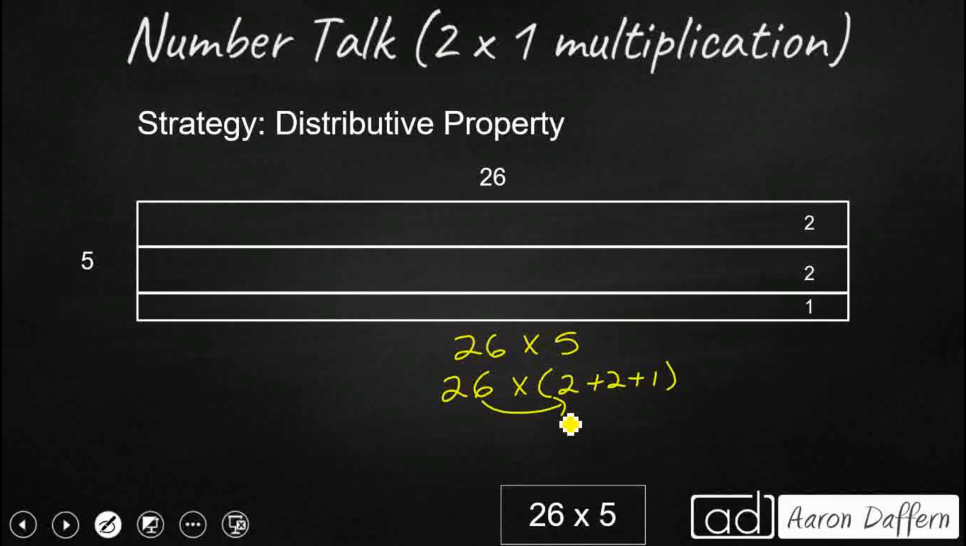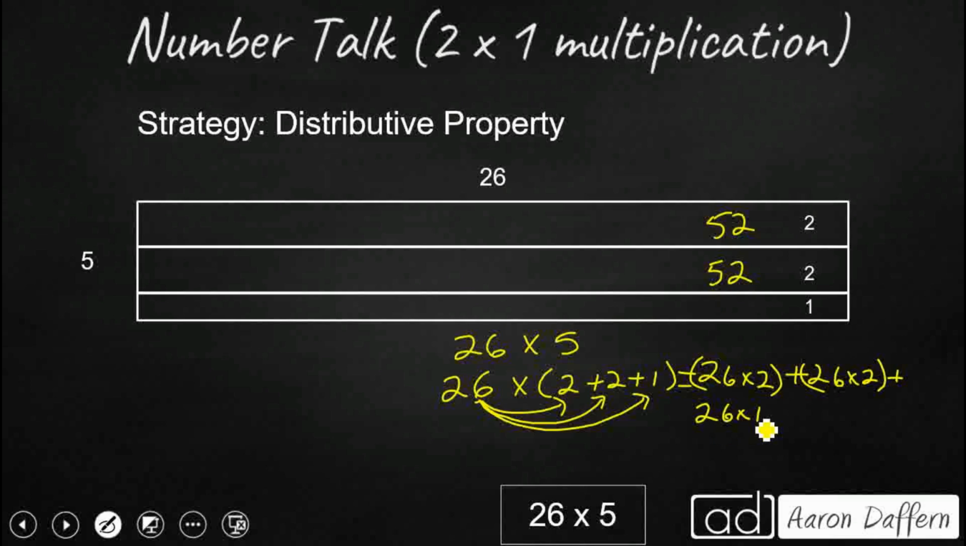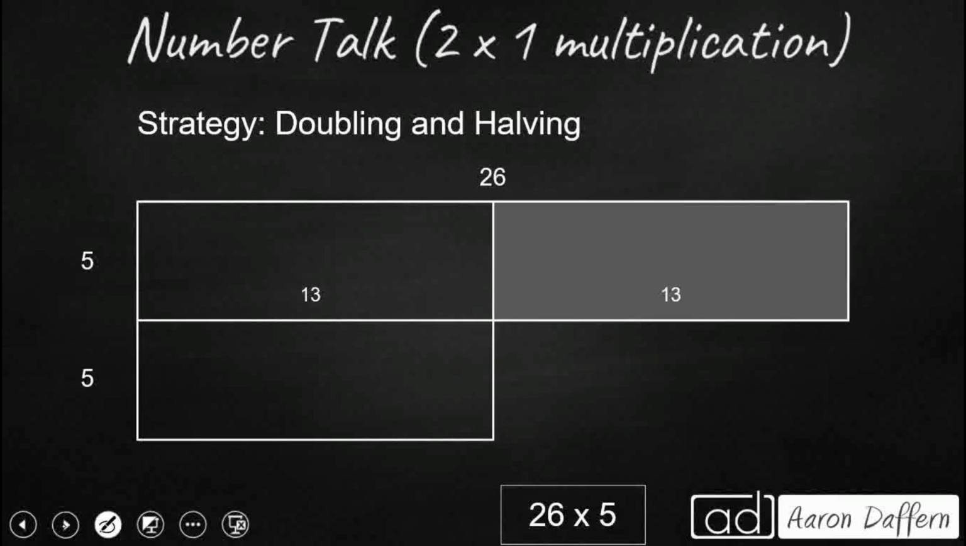I'm going to take this 26, distribute it out to get 3 partial products. So first I'm going to do 26 times 2, so I'm going to double my 26. That's 52. Then I'm going to take my 26, double it again. I'm going to get another 52. And then I'm going to take a 26 and just multiply it by 1, because that's the last one left. That's going to give me my 26. And so you notice here, I've got 104. Add that 26, and I'm going to get 130 again.